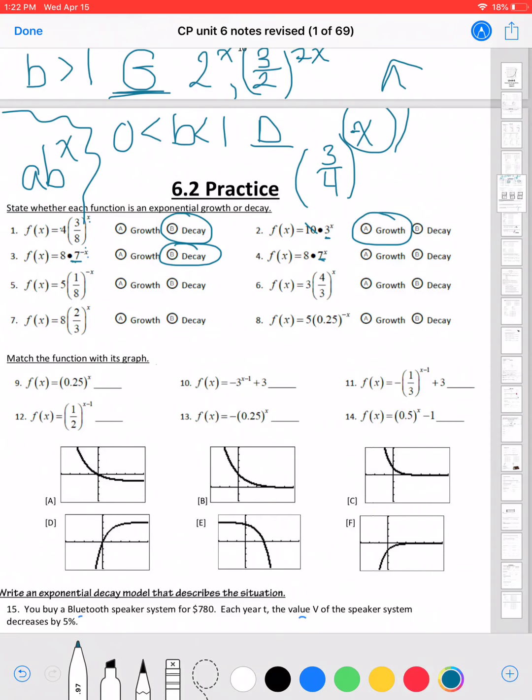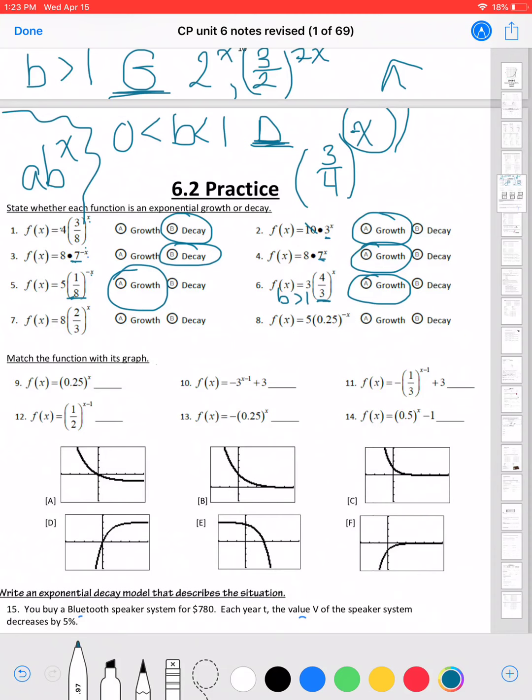Number 4, our base is 7. Our exponent's positive. Growth. For number 5, base is a fraction between 0 and 1, but we have a negative exponent, so rather than being decay, it's going to flip and now be growth. Hopefully you're starting to get the gist. For number 6, our base is larger than 1. Yes, it is a fraction, but that fraction is larger than 1. Positive exponent, growth. So again, this base here is greater than 1.